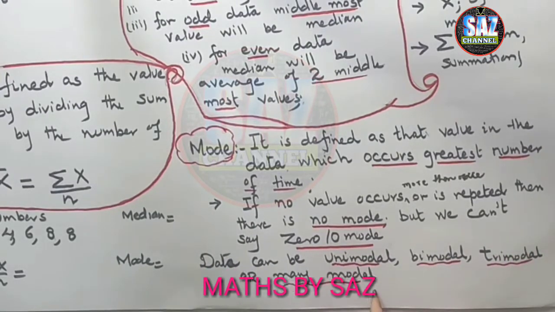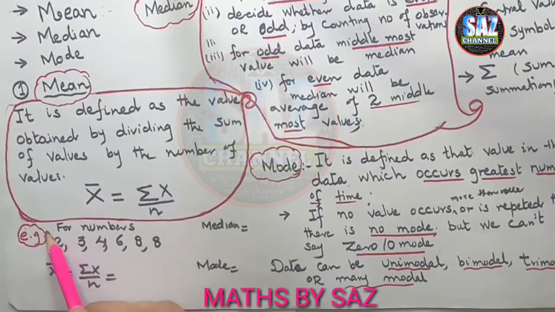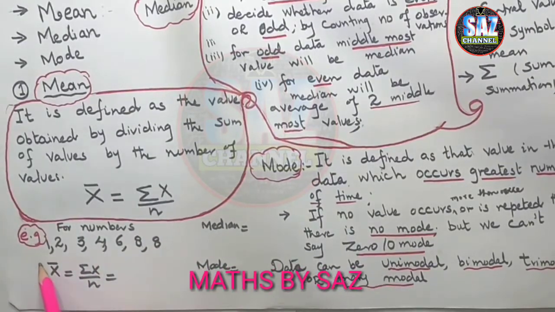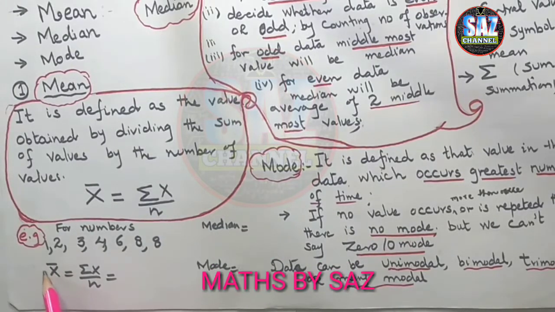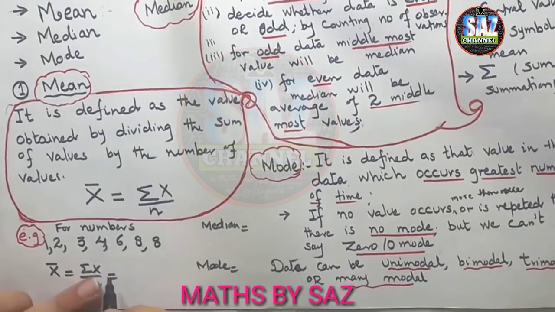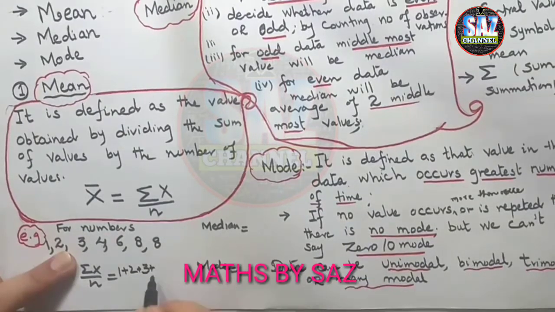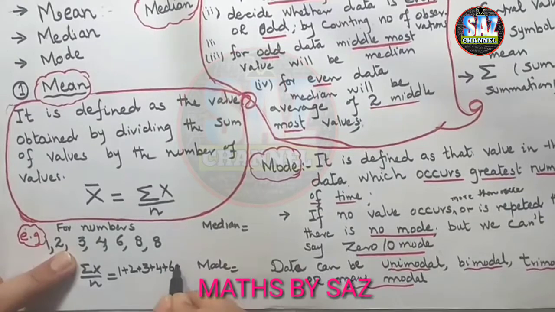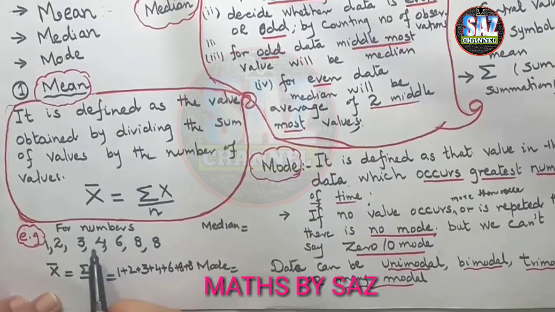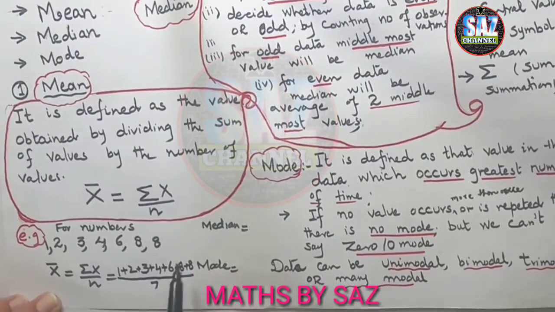Let's understand the idea of statistical averages, mean, median, mode through an example. For example, we have some numbers with us: 1, 2, 3, 4, 6, 8 and 8. How to find the mean? First of all, we write the formula that x̄ = ΣX / N. Now we have to find the sum: 1 + 2 + 3 + 4 + 6 + 8 + 8. And how many observations do we have? 1, 2, 3, 4, 5, 6 and 7. 7 observations. Now quickly add them up.